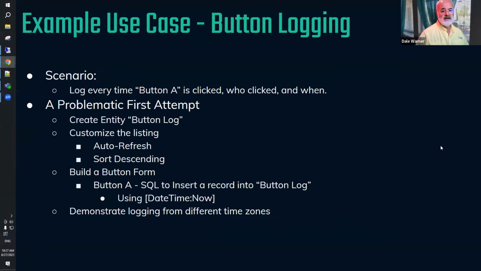So let's do a use case. We want to do a log. We're going to log every time that a particular button is clicked, and we're going to do it from different time zones. So we're going to see what the problem is, and we're going to do it wrong the first time, using datetime now. So let's see what that looks like.